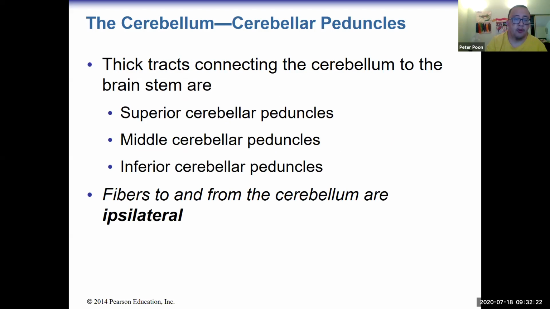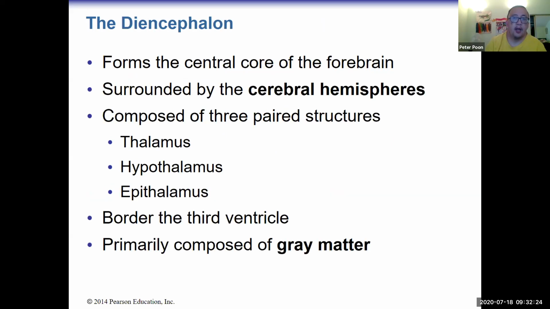So we'll skip the tracks. The diencephalon forms the central core of the forebrain. So di, two, encephalon, surrounded by. It is composed of three paired structures: the thalamus, the hypothalamus, and the epithalamus.